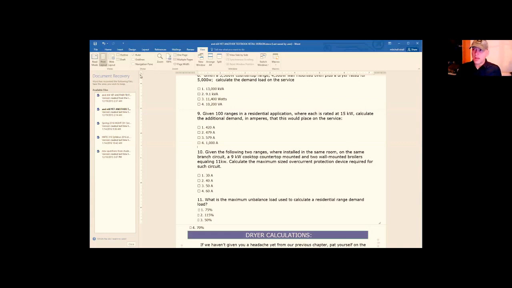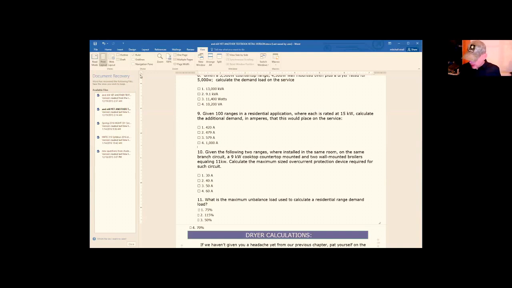I want you to dog ear that page, make sure you highlight those, and most of the time, except with motors, you're going to round those up to the next larger standard size breaker. So in this case, 46.66 would round up to 50 amps, right? So it'll be 50 amps. That would be the answer.